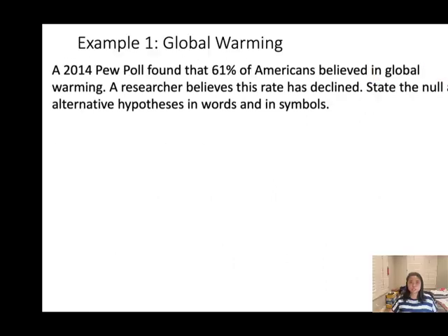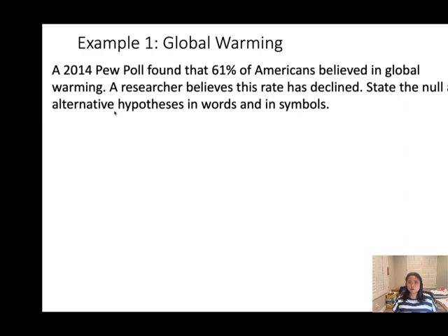Let's try an example. In 2014, we found that 61% of Americans believe in global warming. A researcher believes this rate has declined. State the null and alternate hypotheses in words and in symbols. You can see we are working on population proportion, since this is talking about a proportion.